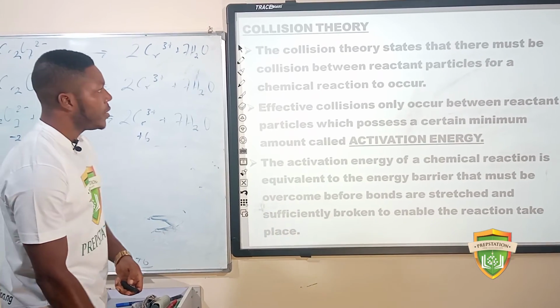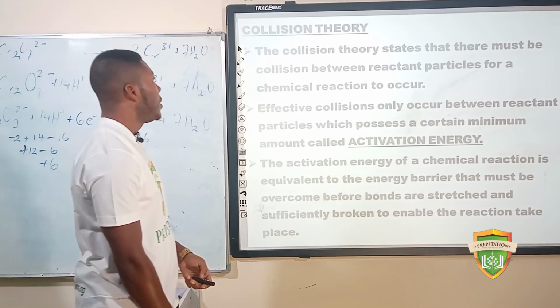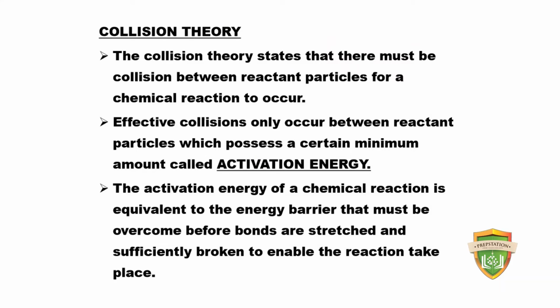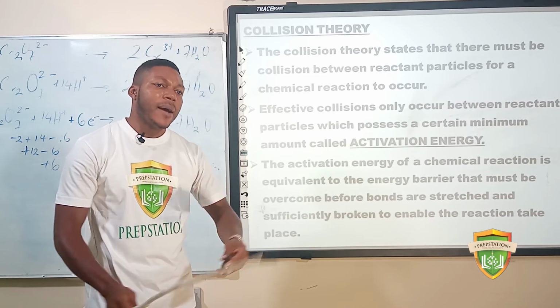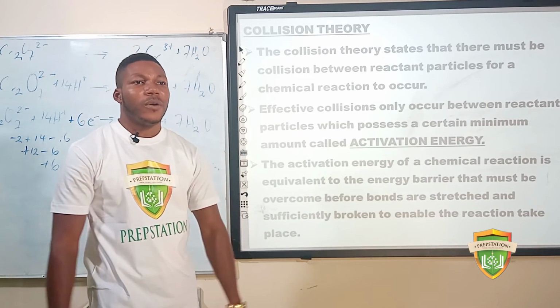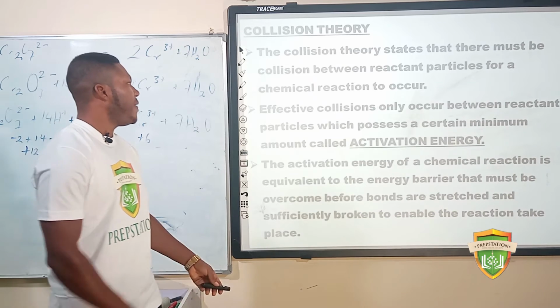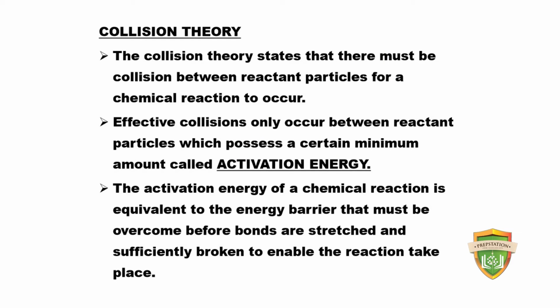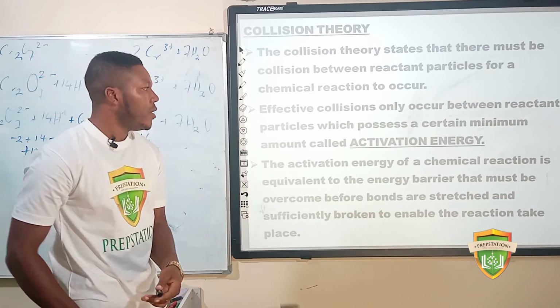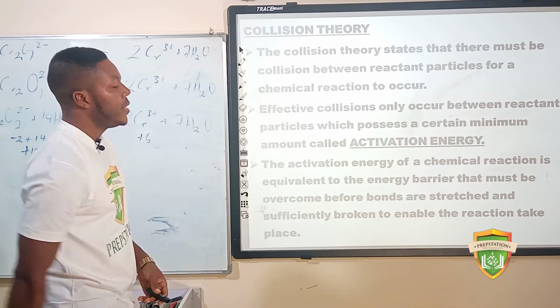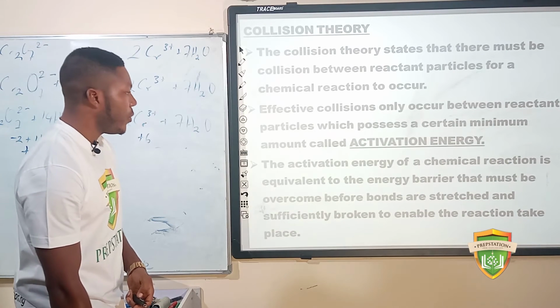Now, collision theory. This theory states that there must be collision between reactant particles for a chemical reaction to occur. Both reactants, A and B, must collide together before a reaction will take place. Effective collisions occur only between reactant particles which possess a certain minimum amount of energy called activation energy. If the reactants do not contain this energy, there is no effective collision in that particular reaction.